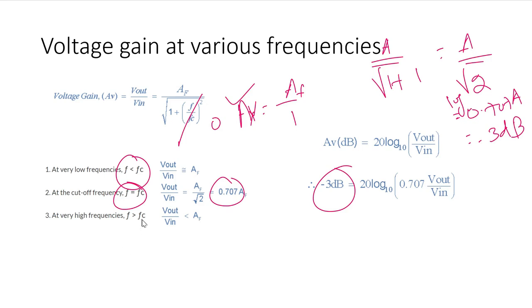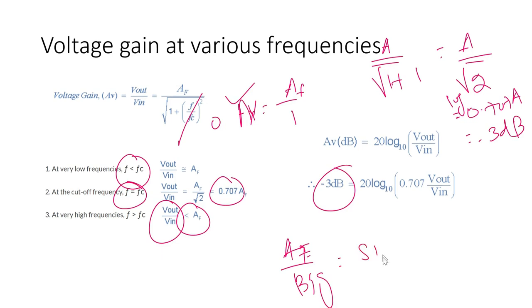Okay, at very high frequency, Vout by Vin is less than AF, because the denominator is big. So AF divided by a big number is a smaller gain, so the gain will be lesser than the DC gain of the amplifier. So this is pretty much it about the voltage gain at various frequencies for a low pass active filter with amplification. Okay, now coming to the high pass filter.